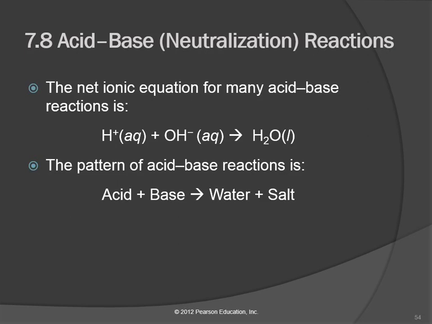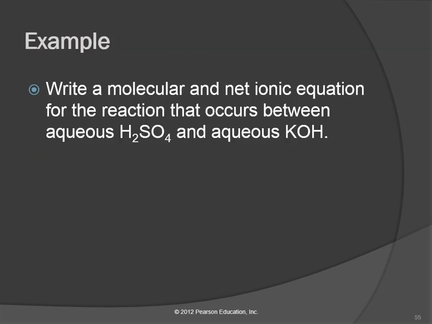So when we get to the net ionic equation, what we'll find is that most of them will come down to the same net ionic equation. Hydrogen ion plus hydroxide ion forming water. The salt that is formed is usually soluble, and so those ions are just spectators. So the pattern for acid-base reactions is the acid plus the base gives us water plus salt. Salt meaning an ionic compound.